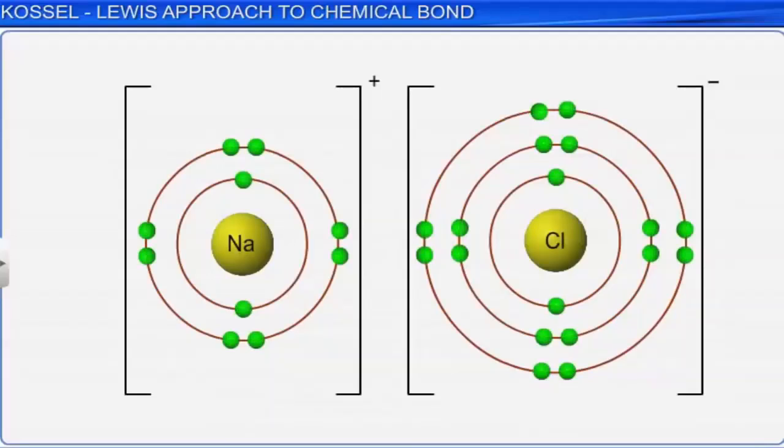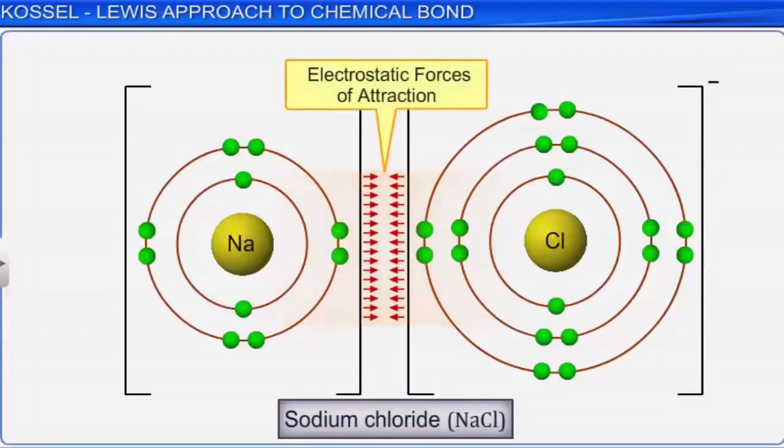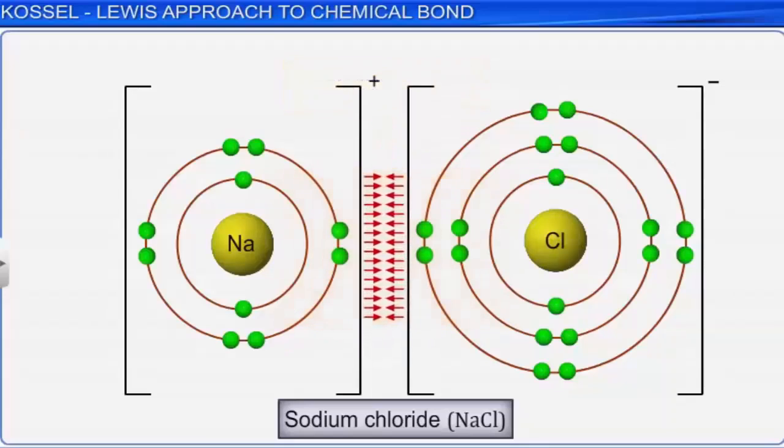These two oppositely charged ions approach each other and form sodium chloride. Due to the strong electrostatic forces of attraction between these oppositely charged ions, an ionic bond is said to be formed. Thus, sodium chloride is formed by the transfer of electrons from sodium to chlorine. The number of unit charges present on the ion is called electrovalence. In sodium chloride, sodium is assigned a positive electrovalence of 1, while chlorine is assigned a negative electrovalence of 1.